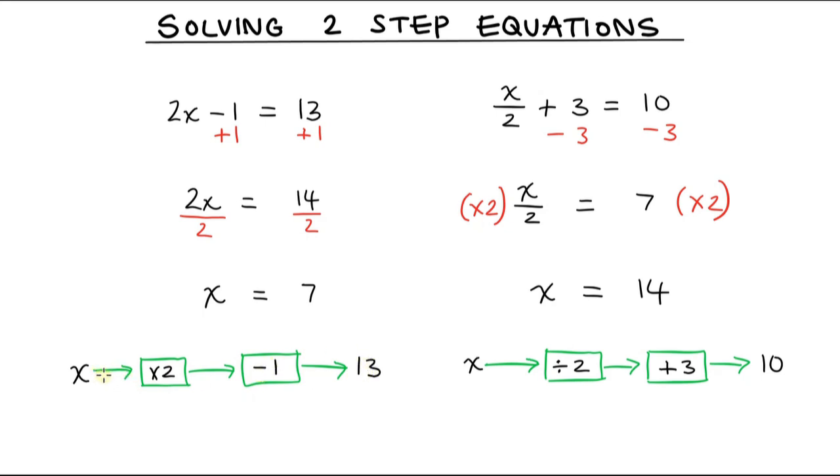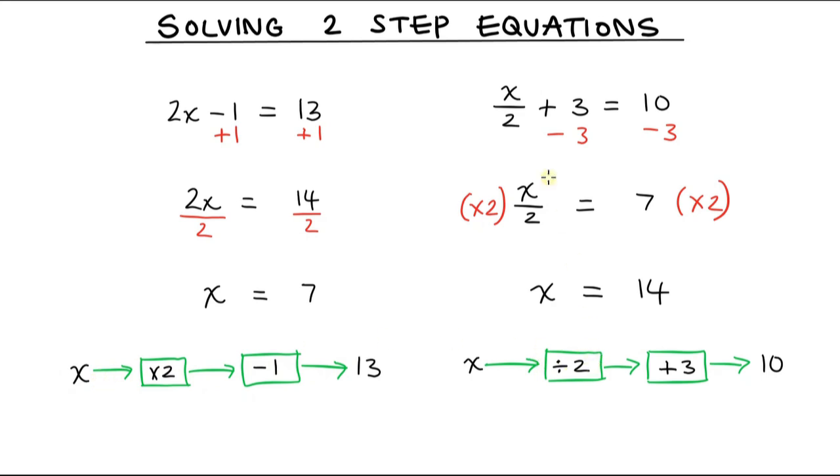So to work out what x is, we're just going to go in reverse. We're just going to undo everything we've already done. So we're going to go backwards. So instead of subtracting 1, we're going to add 1. And then we're going to divide by 2, and that will get us back to our value of x. So that's why I've done it in this order, because we're just going in reverse. We're undoing the operations we've already done.